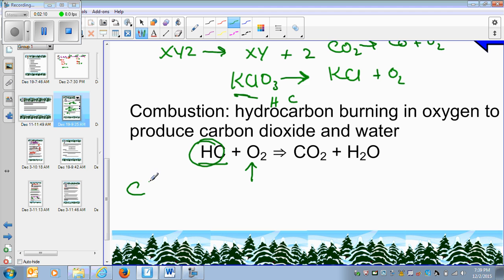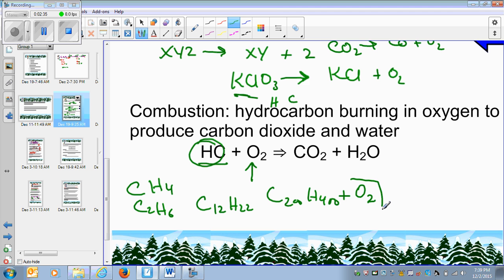It could be CH, it could be CH4, it could be C2H6, it could be C12H22, it could be C200H400. It doesn't matter what the numbers at the bottom are. As long as it's carbon and hydrogen, it's called a hydrocarbon. When I take that hydrocarbon and it goes through combustion, meaning it reacts with pure oxygen, it has to yield carbon dioxide and water.